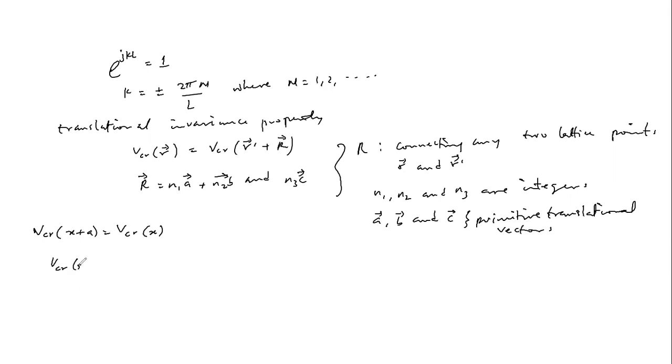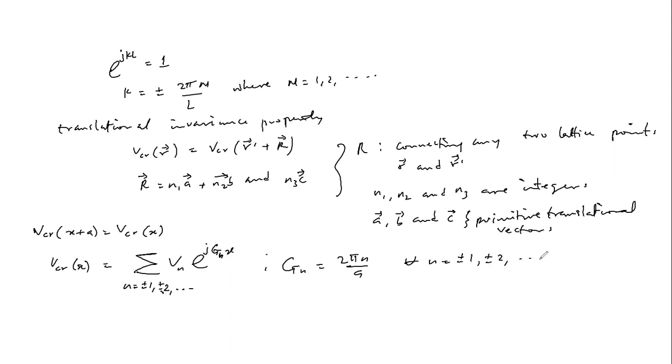V_CR(x) will be the same as the sum over n equal to plus or minus 1, plus or minus 2, all the way, of V_n e^{jg_n x}. And in this case, g_n is 2πn/a, for all values of n being the same as plus or minus 1, plus or minus 2, all the way. And V_n here is the spatial Fourier coefficient.